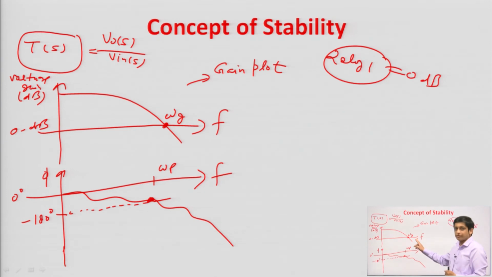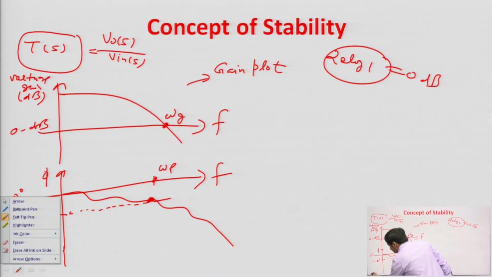What is gain crossover frequency? Gain crossover frequency is the frequency at which the gain is unity. Phase crossover frequency is the frequency at which the phase is minus 180 degree. Fine.